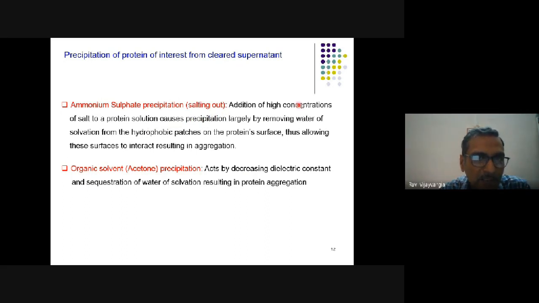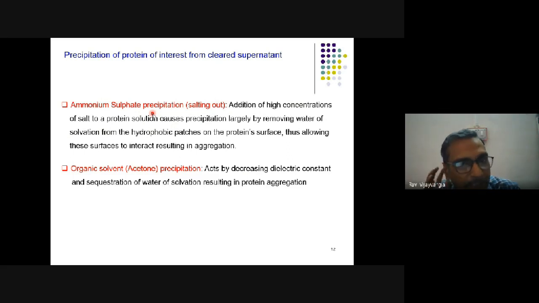Ammonium sulfate is a highly water soluble salt, and most proteins are also water soluble. That's why you normally use aqueous, water based buffers for protein extraction and purification. But the solubility of different proteins is different. Not all proteins are equally soluble in water. Proteins which have more hydrophilic amino acids on the surface are more soluble in water, while proteins which have more hydrophobic residues on the surface are less soluble in water.